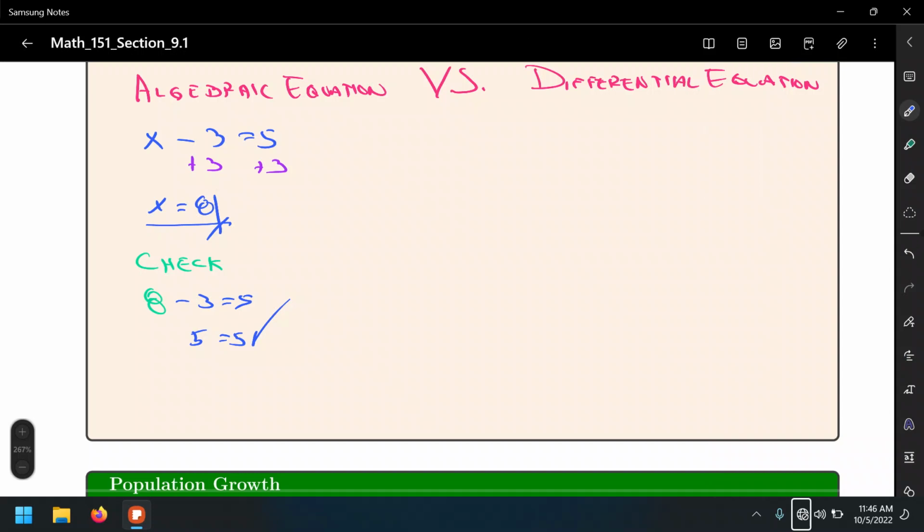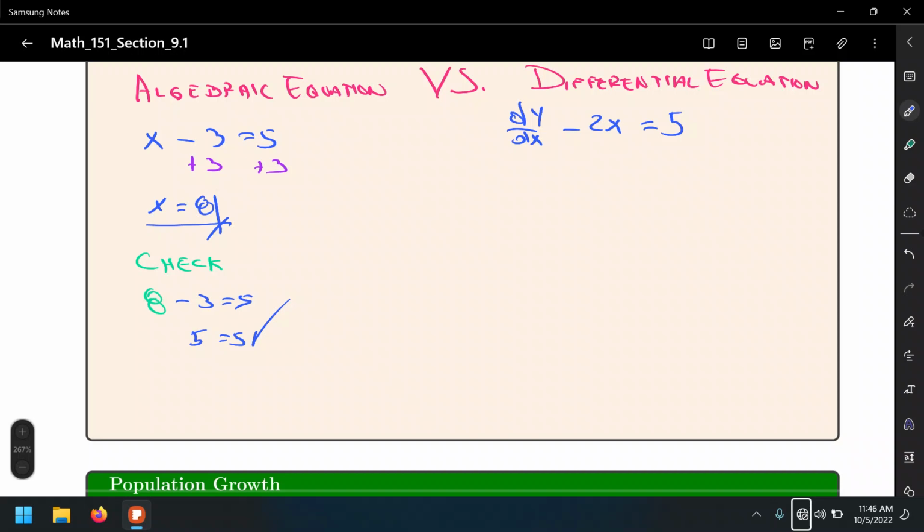Let's do again something simple for now. So dy/dx minus 2x equals 5. This differential equation can be recognized by having the derivative of a function in it. So what is this equation asking us to do? Well, they're asking us for the function whose first derivative minus 2x equals 5.